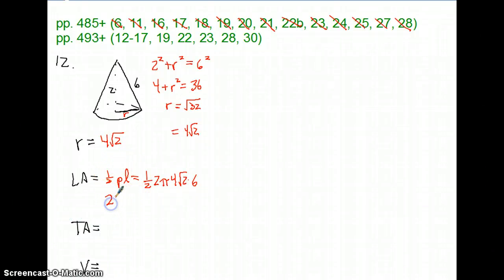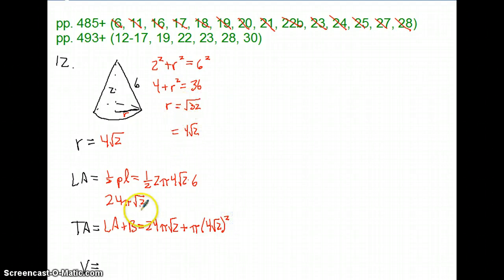Okay, so this is 24 pi square root of 2. This is lateral area plus base, which is 24 pi square root of 2, plus pi r squared. And r is 4 square root of 2. R squared should be 32, right? So we have 24 pi square root of 2 plus 32 pi. I don't really want to add that up anymore. I could factor out an 8 pi or something fancy, but I'm not going to do that.